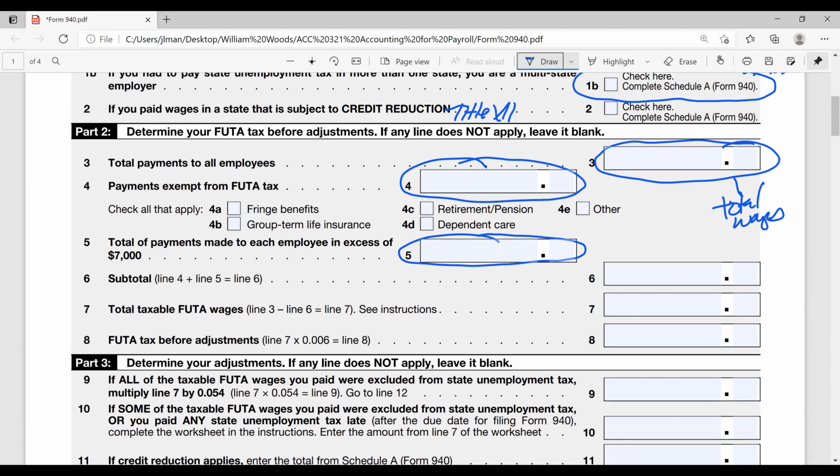So Part 4, payments exempt from FUTA tax. And again, some of these fringe benefits: group term life insurance, retirement pension, dependent care, other. And then we take 4 and 5, we add them together here for 6. And then we take 3 minus 6, and that's our total taxable FUTA wages here for line 7. And then we multiply line 7 by 0.006 or 0.6% to get our FUTA tax, right?